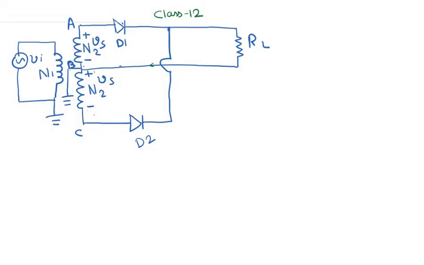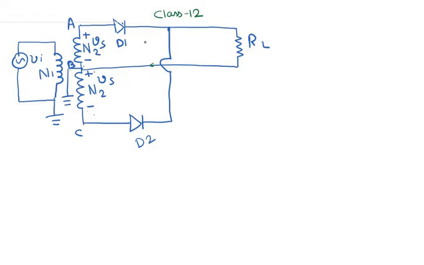When Vs is positive, the voltage drop across both these coils of the secondary windings is Vs. So we have two coils of the secondary winding, and the center is ground. Okay, so the voltage drop across each of the secondary windings is Vs.